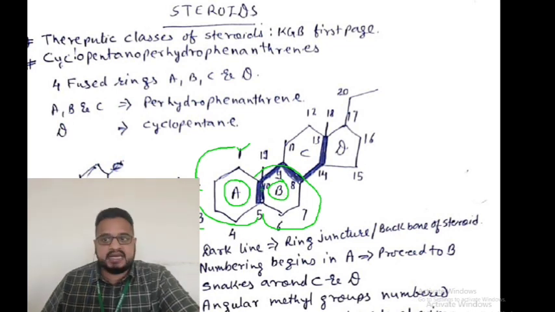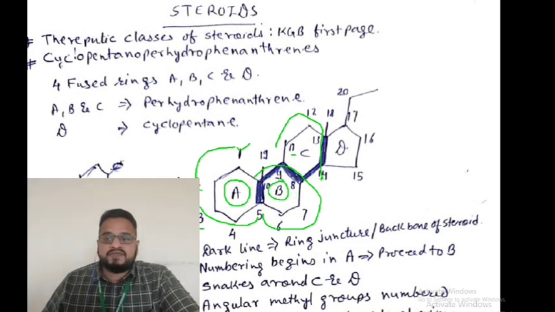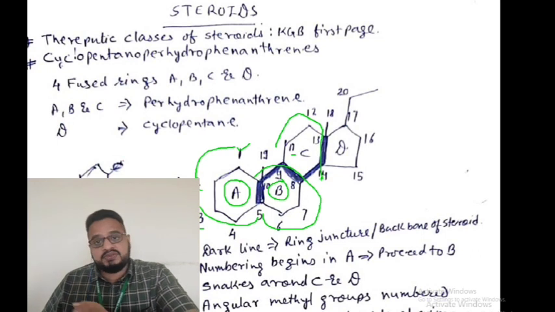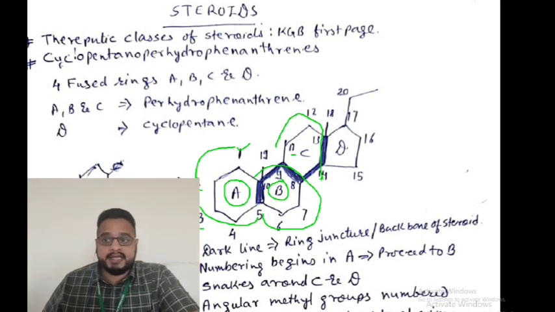This 10 is done. So this part is 11, 12, 13 and 14. Again, no need to number here because it has already been numbered 8. Now after this 14, we go to ring D: 14, 15, 16 and 17.